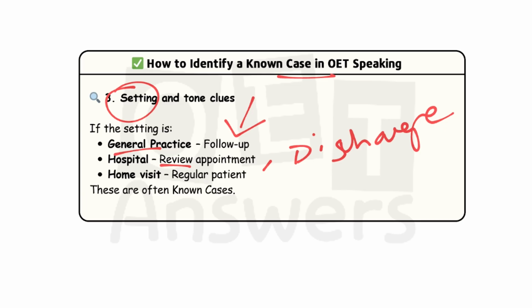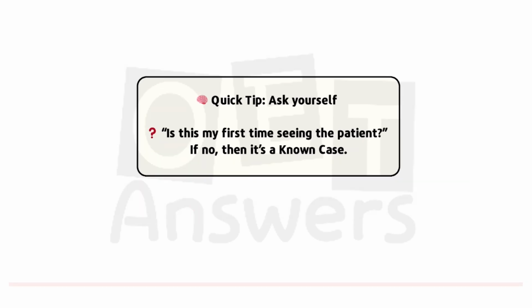Then home visit: often a home visit will be a known case. Based on the scenario it will differ, but a home visit with a regular patient, regularly attending, is often a known case. Got it? So here is a quick tip. Ask yourself, is this my first time seeing the patient? If no, then it's a known case.